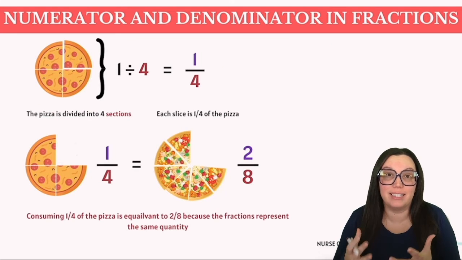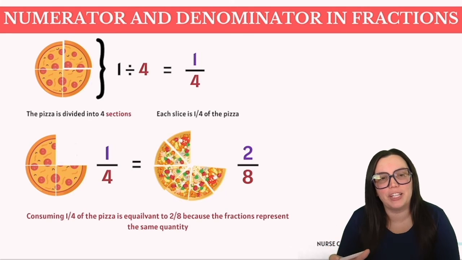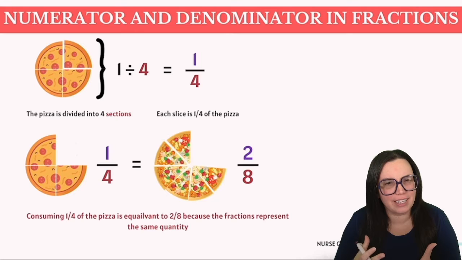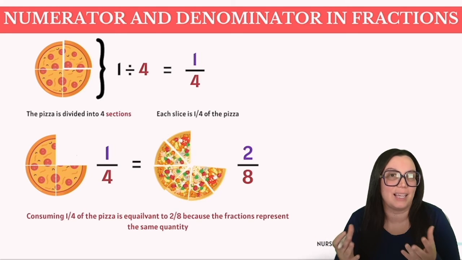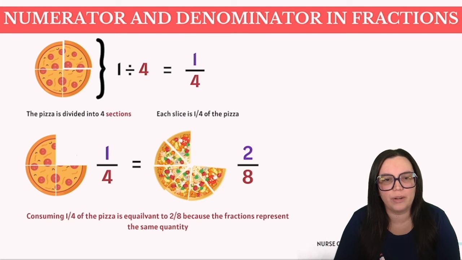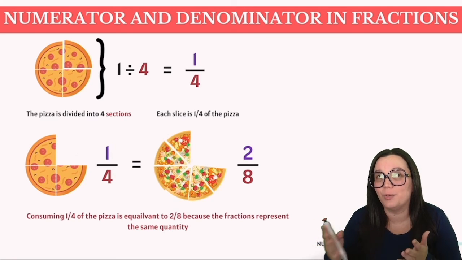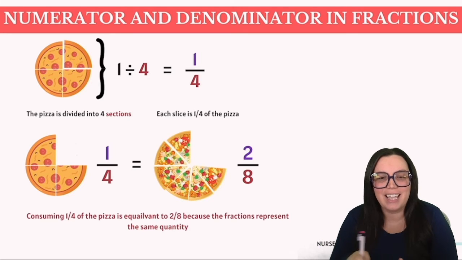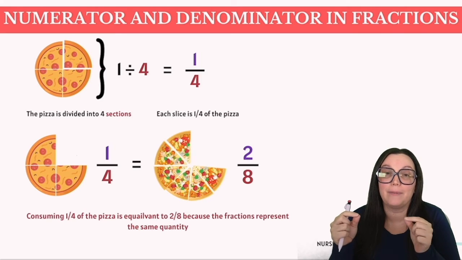Now let's imagine a scenario where the pizza is sliced into quarters instead of 8s. In this arrangement, each piece accounts for 1/4 of the pizza. Interestingly, consuming 1/4 of a pizza is equivalent to eating 2/8 because these fractions represent the same quantity. If you divide the numerator and the denominator of 2/8 by 2, it would be equivalent to 1/4. This is a demonstration of equivalent fractions, illustrating that despite having different denominators, the fractions can express the same value once they are simplified.